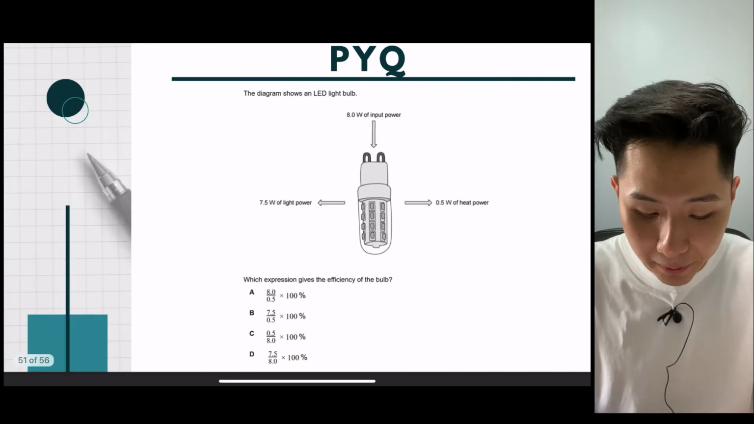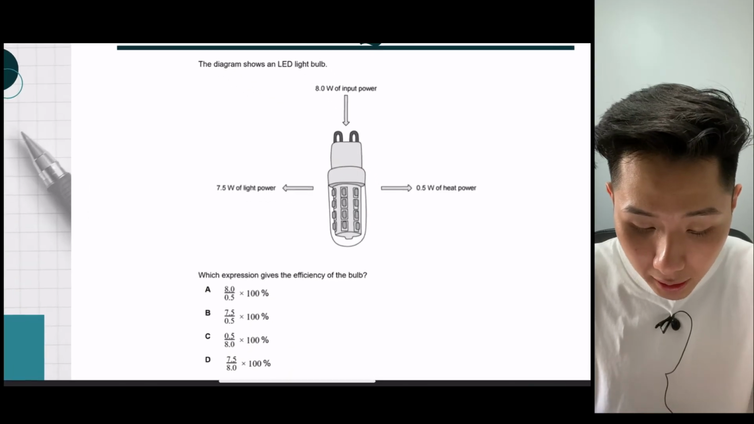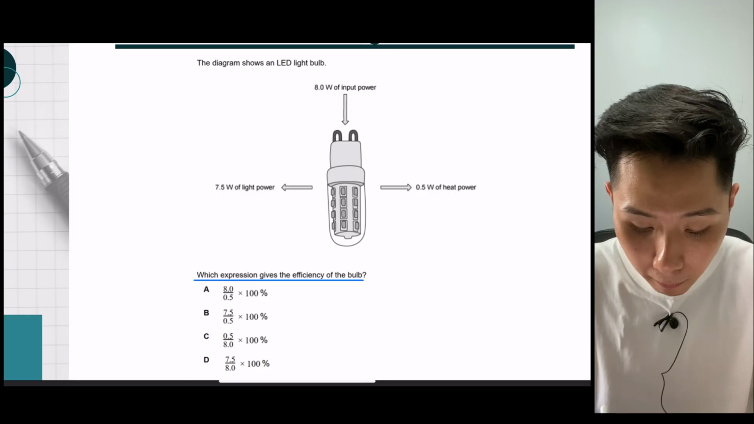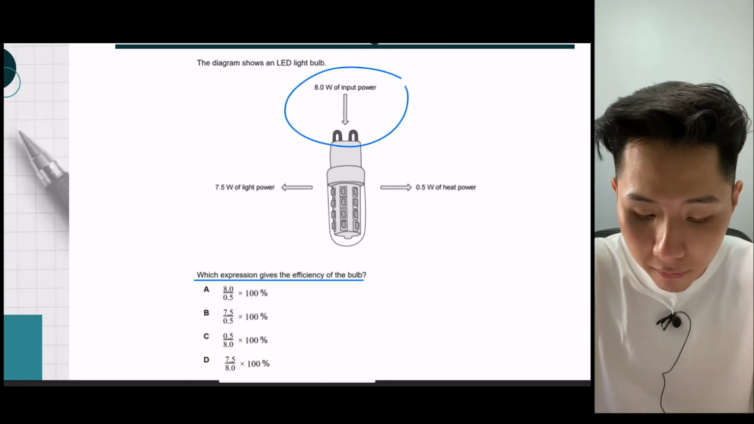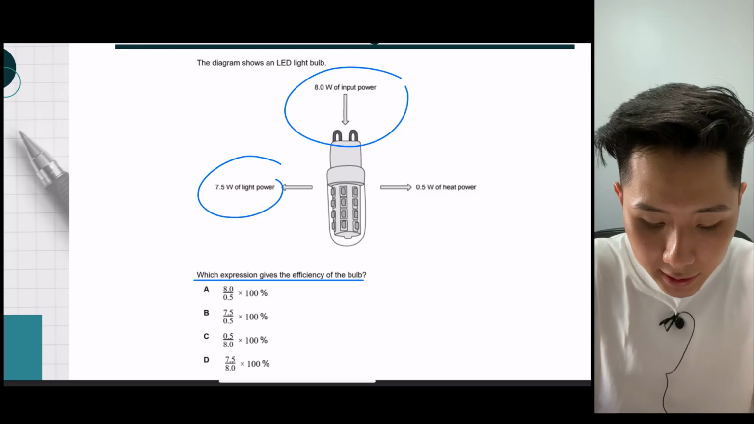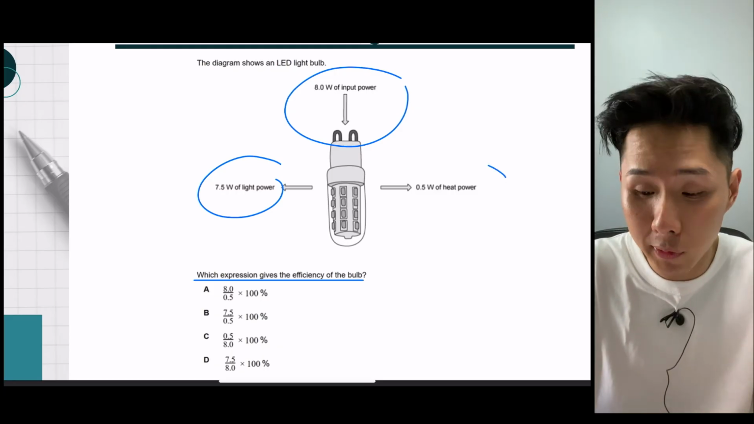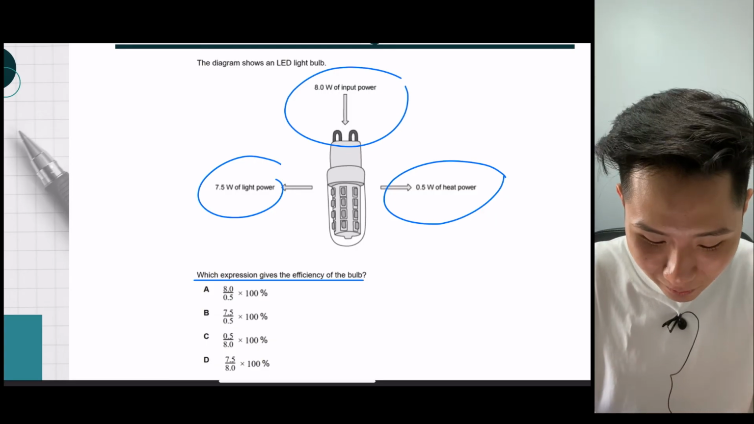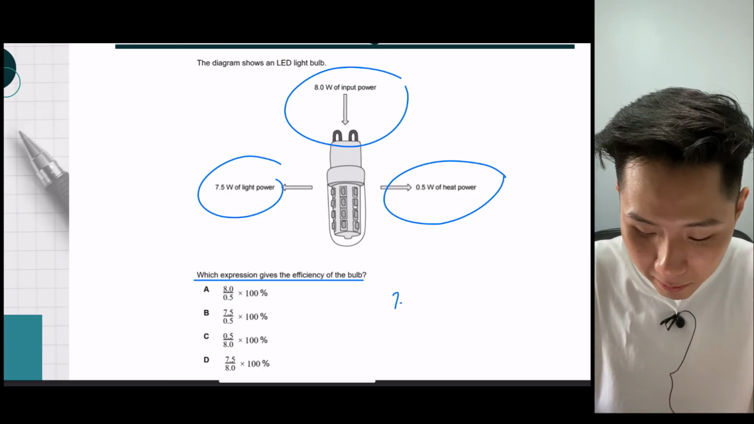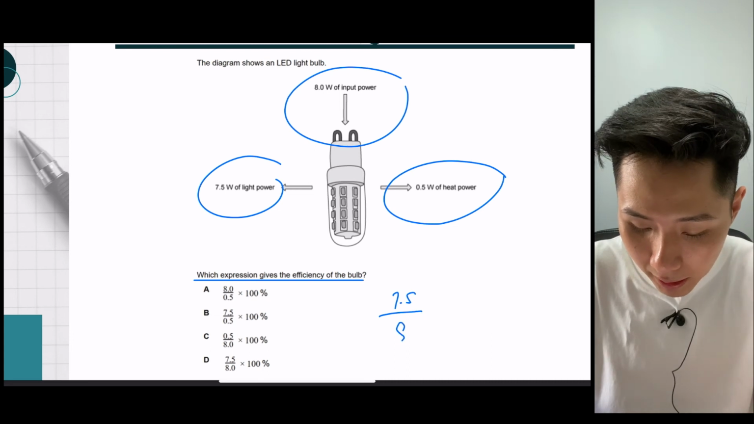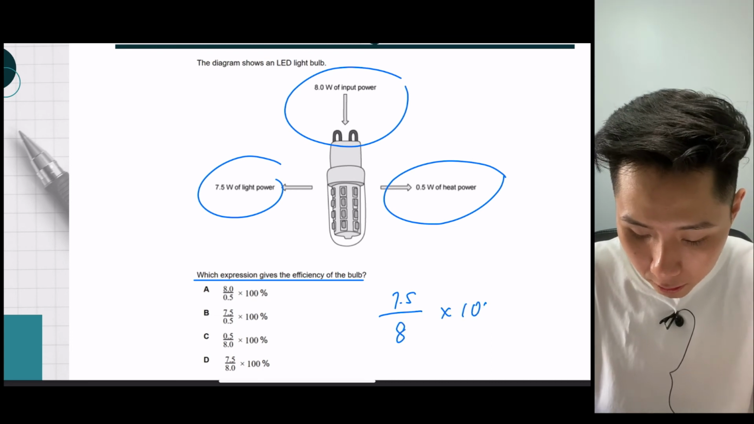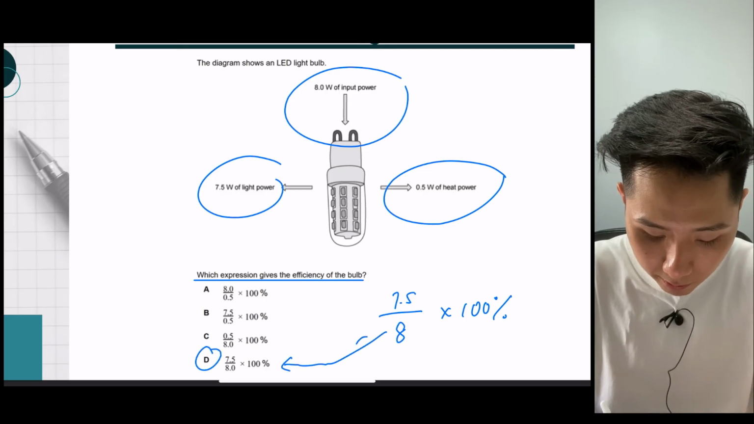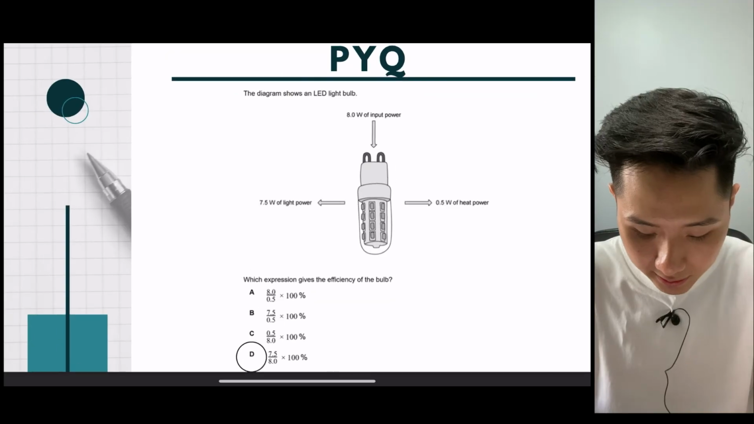All right, so next question. The diagram shows an LED light bulb. Which expression gives the efficiency of the bulb? So 8.0 watts is the input power. 7.5 went to the light energy, which is the useful energy, and 0.5 is the useless one, the heat loss. To find out the formula, remember it's useful energy divided by energy provided multiplied by 100%. So this is exactly the same as option D. So my answer is D.